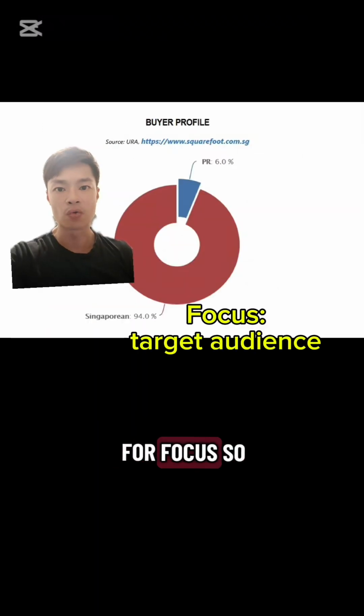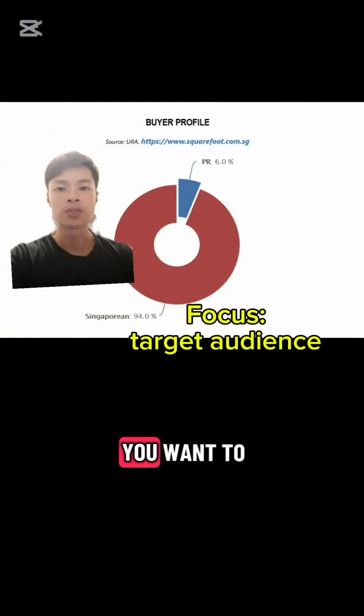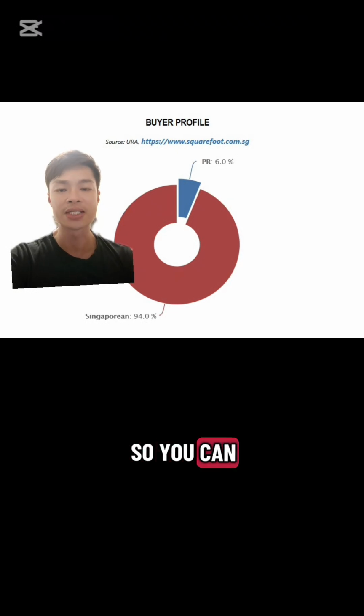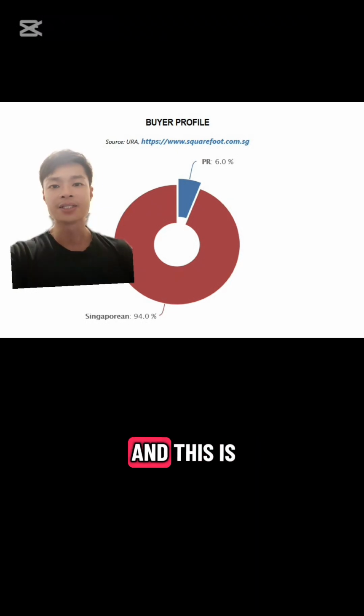Next, F stands for focus. So you want to look at the target audience. You want to know who are the owners and who you will be selling to. So you can see that most of them are Singaporeans and PRs. And this is partly because this was an EC. The focus is important because when there are more local families, it will help to protect your prices.